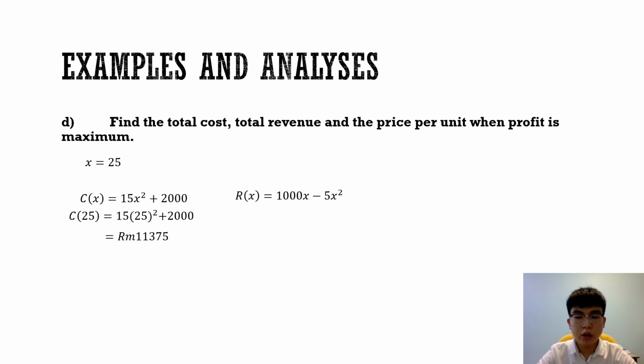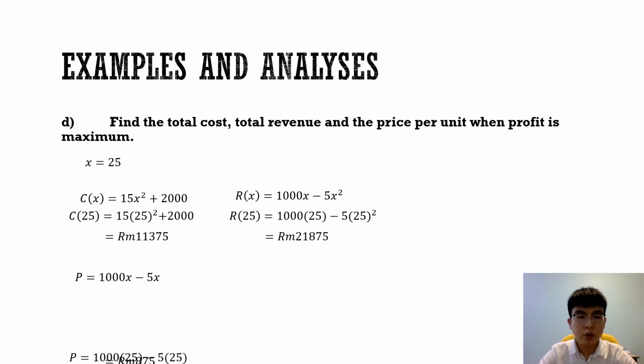Then we find the total revenue. Same thing, we get the formula from the previous question, and R(x) is 1000x minus 5x squared. Substitute x equals 25 and we get the total revenue. At last, we find the price per unit P. We substitute x equals 25 in the previous formula, and lastly we get Rm 875.